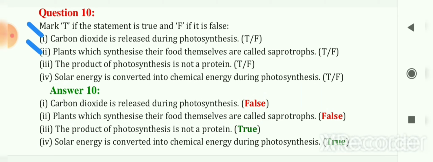The next is the product of photosynthesis is not a protein. So its answer is true. Its product is carbohydrates. The next is solar energy is converted into chemical energy during photosynthesis. So its answer is true.